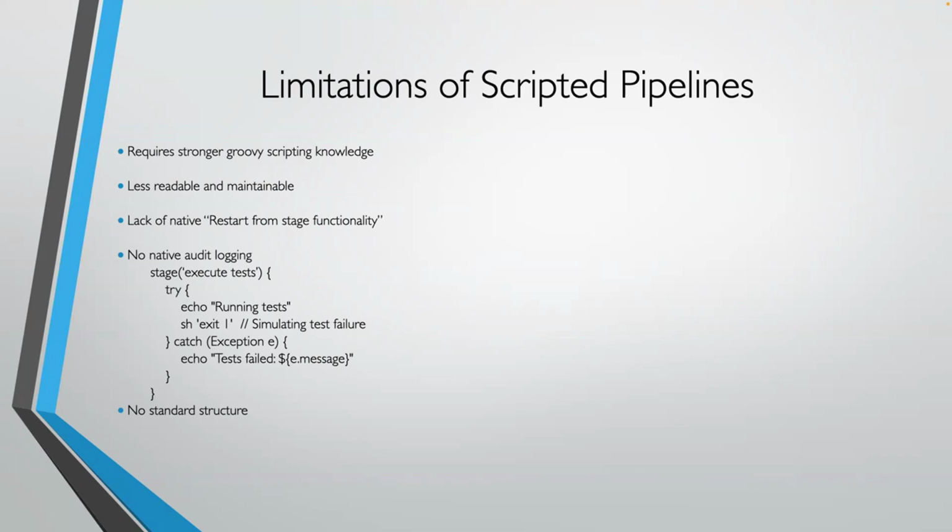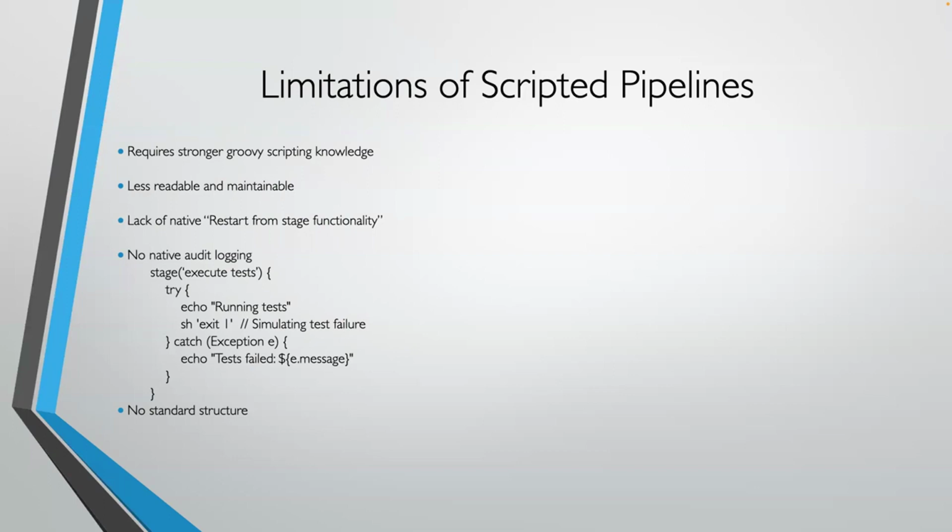And one more drawback of scripted pipeline is, for example, let's say you have created a pipeline with various stages. If one of your stages is failing, you wouldn't be able to restart from where you actually stopped. But when you take declarative pipeline, you would be able to restart from where the pipeline stage failed. But scripted pipeline does not have that capability.